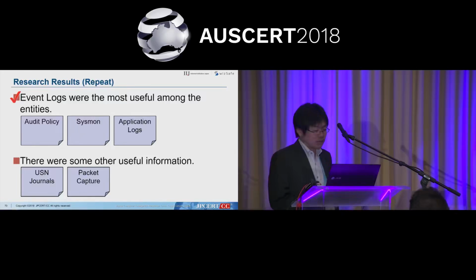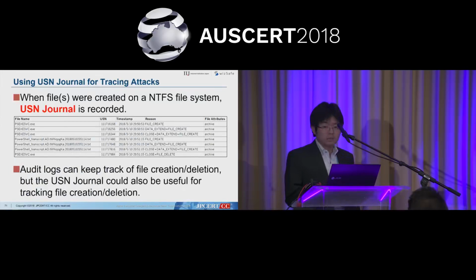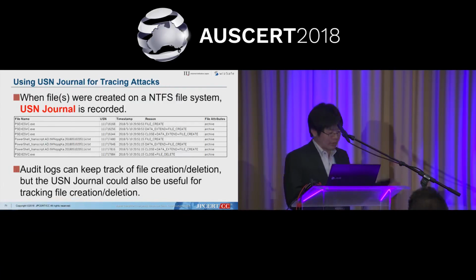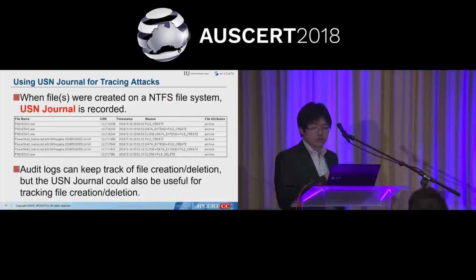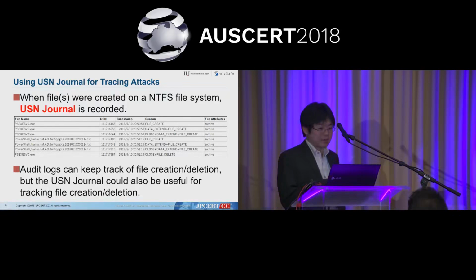So up to here, I've talked about the event logs. For the rest of the presentation, I'm going to quickly speak about two other useful sources of information, the USN journals and packet captures. When files are created, deleted, or modified on an NTFS file system, a USN journal entry is recorded, and it looks like this when you export it to a text file. Audit logs can keep track of file creation and deletion, but sometimes the audit logs may not be available, like when the logs get overwritten or erased. USN journals could also be useful for tracking file creation and deletion.